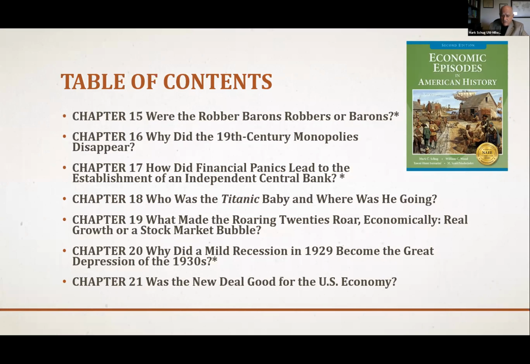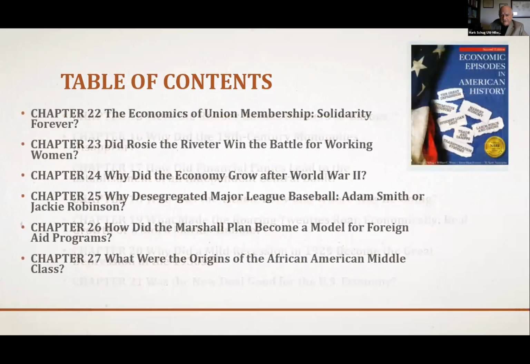What made the Roaring Twenties roar? This is economic growth during that time. Why did a mild recession in 1929 become the Great Depression? The main takeaway there is going to be Federal Reserve policy, not the crash. We talk about the New Deal, and how it came with costs and benefits, and we talk about some of the problems with the New Deal as well as some of the benefits. We talk about the changing rules under the Roosevelt administration regarding unions.